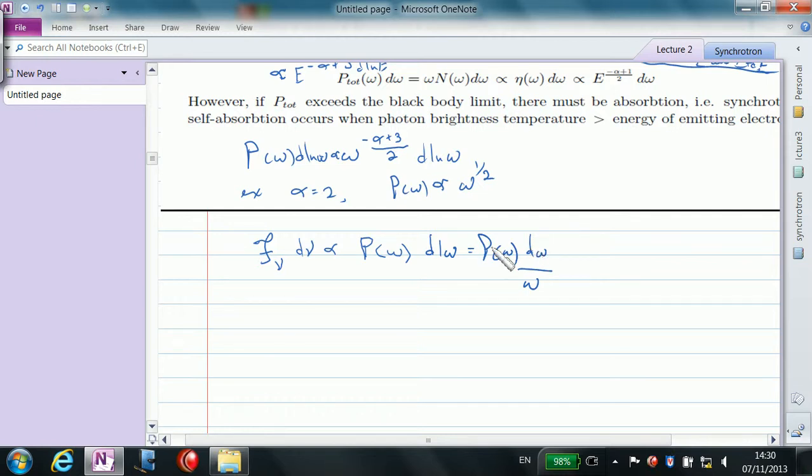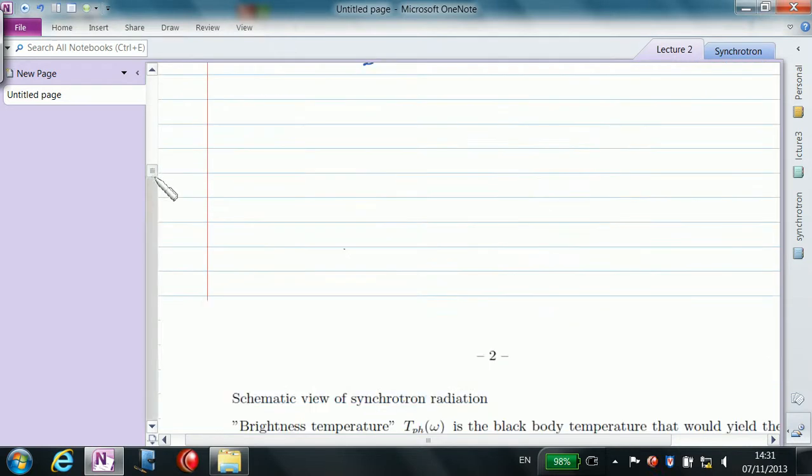Omega is just nu over 2 pi, so I could just write this p of nu over nu, e nu. So then p of nu would be nu, f of nu would be nu to the minus 1/2. And I think we can say it's minus alpha plus 1 over 2.